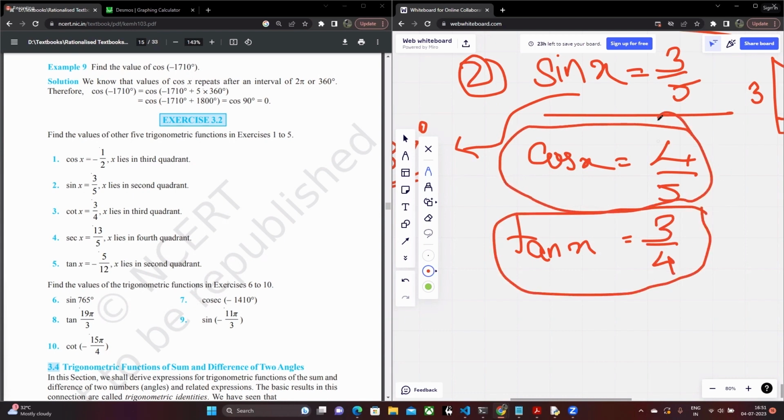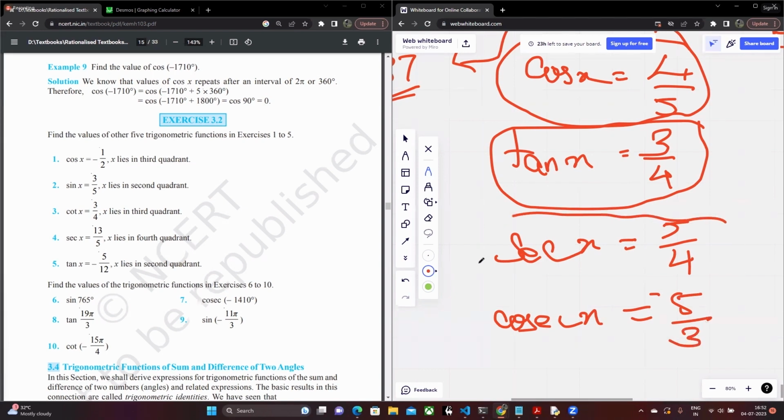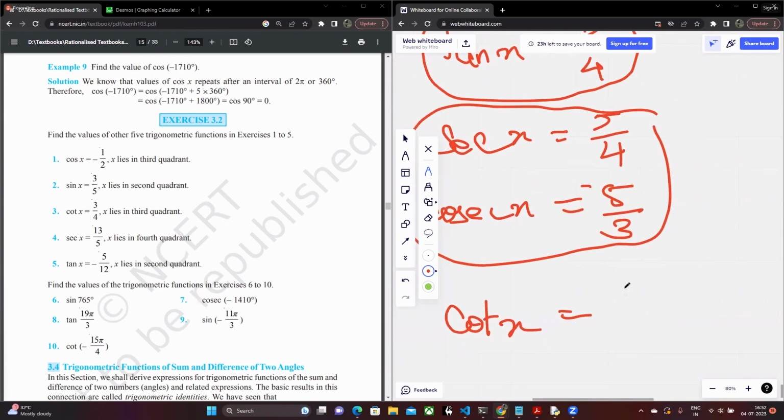You have cos, you have tan. And then you have secant, that is going to be 1 by cos, that is going to be 5/4. You have cosecant, that is going to be 1 by sine, that is going to be 5 divided by 3. And finally, you have cot x, which is going to be 1 by tan x, that is going to be 4/3.